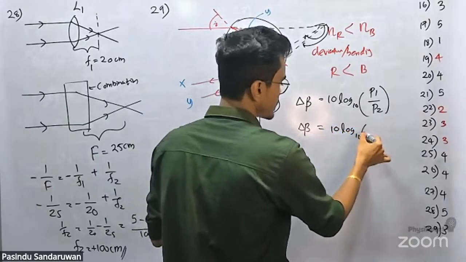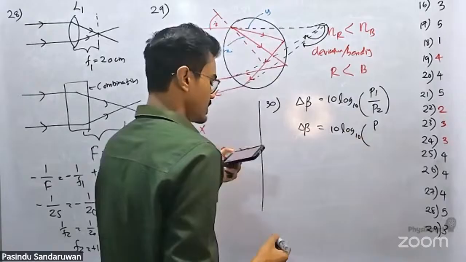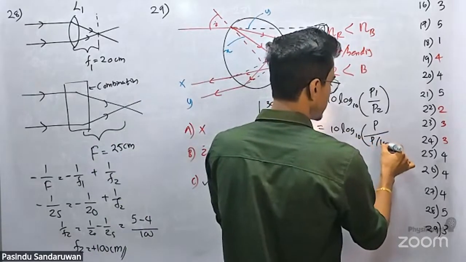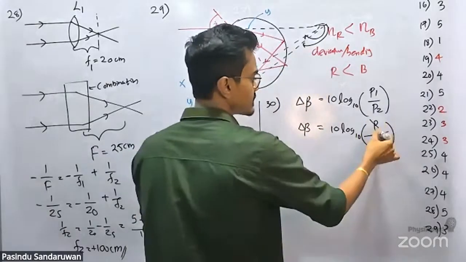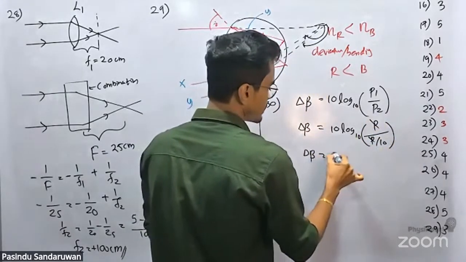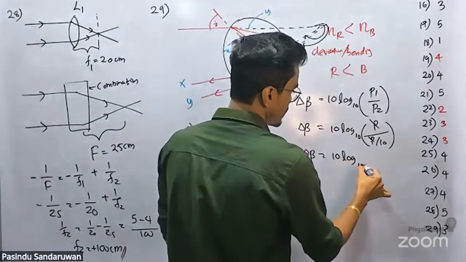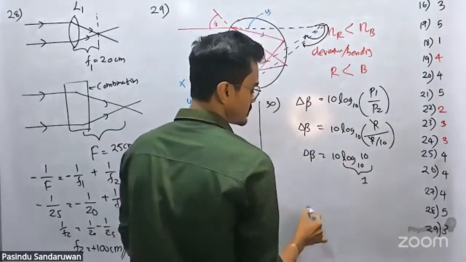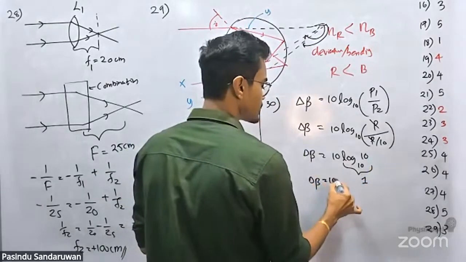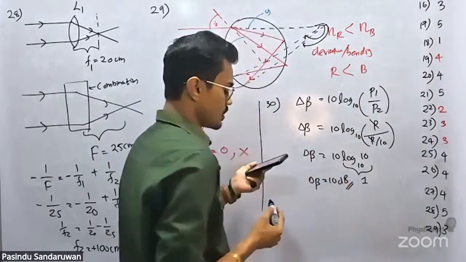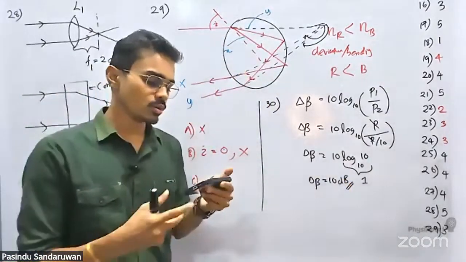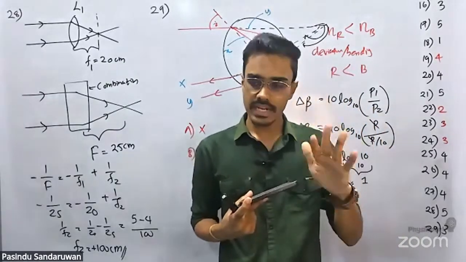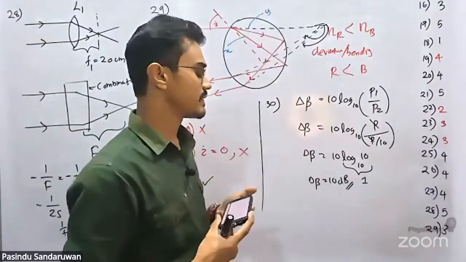10 log base 10. Now initially let's say power was P. Initially P, and finally P over 10. P cancels, right? So delta beta equals 10 log base 10, 10. Log base 10, 10 is 1, which means delta beta equals 10 decibels. Due to the decrease in power output, intensity level reduces by 10 decibels. That's the idea here.